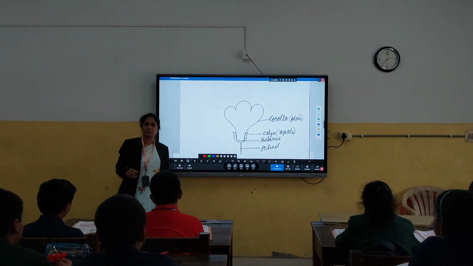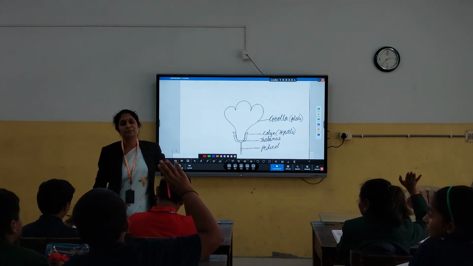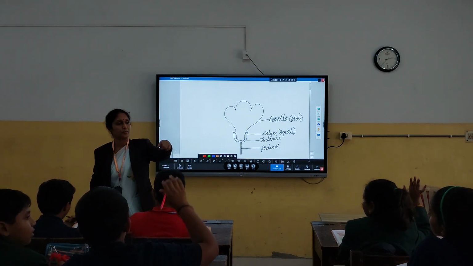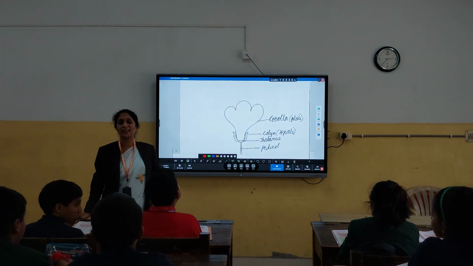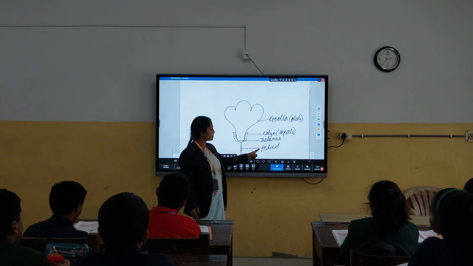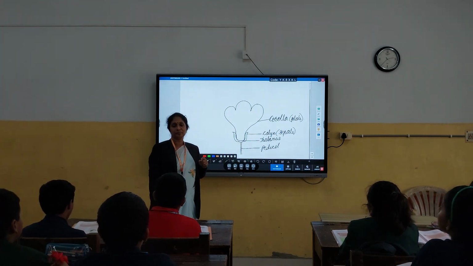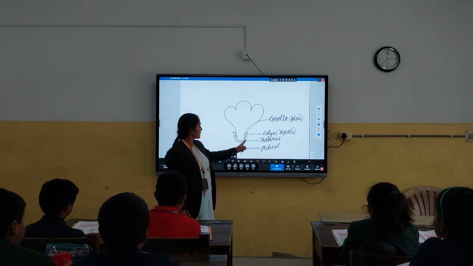Can you tell me why the petals have to be colorful? Can you guess the function of the corolla? To attract insects. Yes, the corolla's role is to attract insects. So let us once revise the function of each one. What is the function of the pedicel? To hold the flower to the branch. Thalamus?